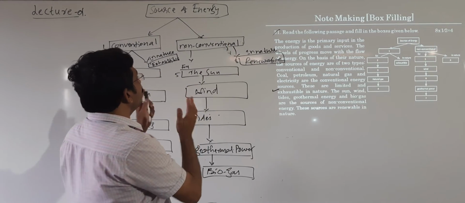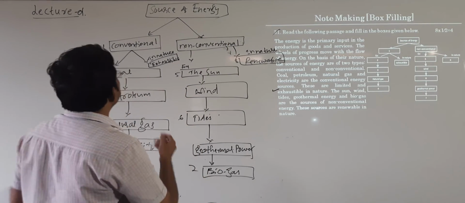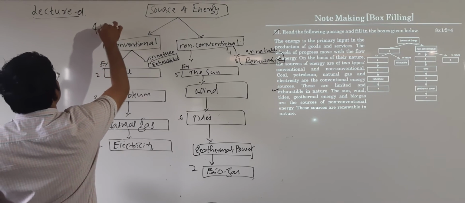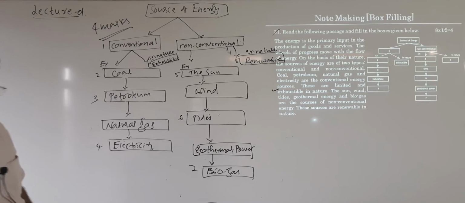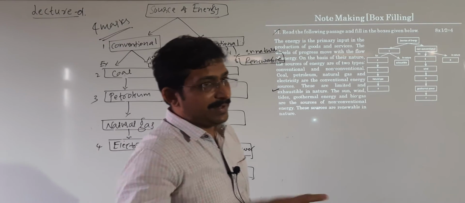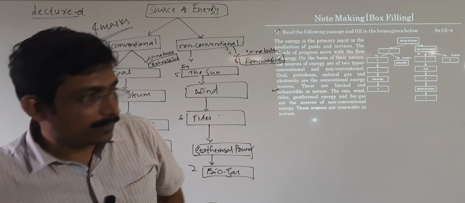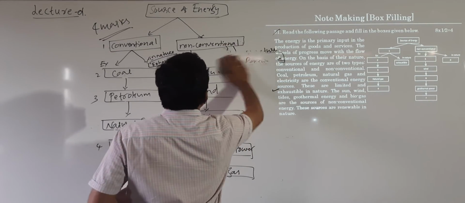This is called box notes type question. It is meant for 4 marks. Okay. Understood? And let me explain another one question, another one passage.